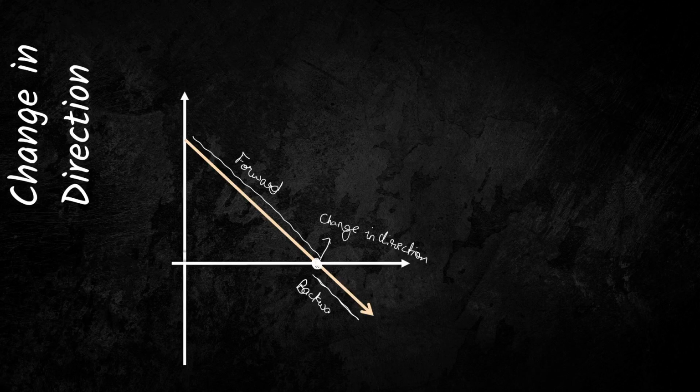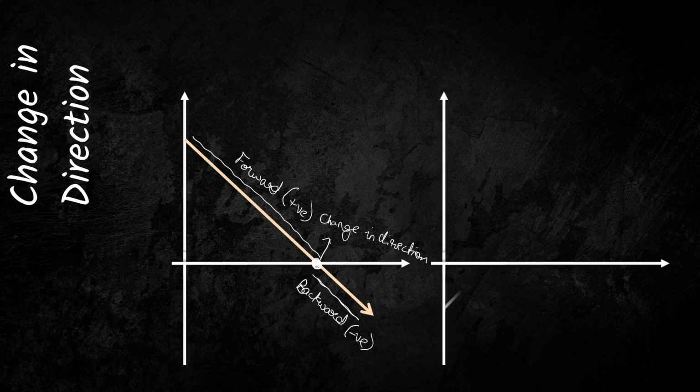So a positive velocity means that your object is moving forwards, and a negative velocity means that your object must be moving backwards. Let's take a look at another graph right here. In this case, your object was initially moving backwards, then it changed direction over here, and then it started moving forwards.